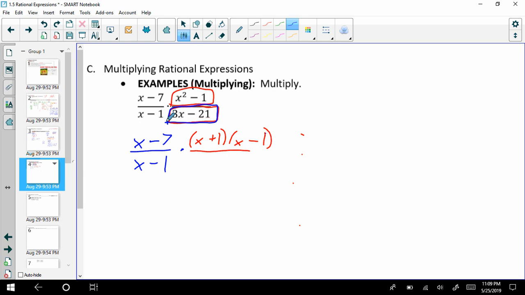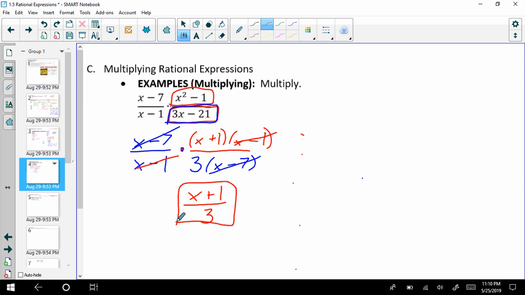I can take a GCF out. I can take a 3 out. So I'd have an x minus 7. So now let's look, is there anything I can cancel? Can I cancel the x minus 7s? And you should say yes, because there's division and connected by multiplication, so yes, I can cancel them. Can I cancel the x minus 1s? You should say yes, because there's division and there's multiplication. So if I write what's left, I have x plus 1 over 3.